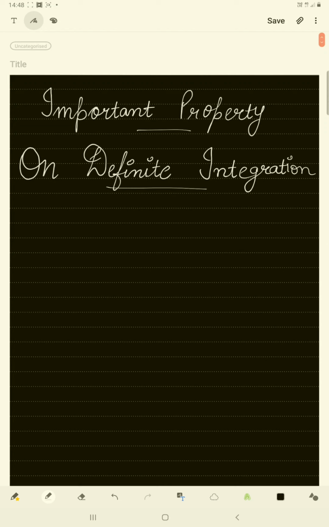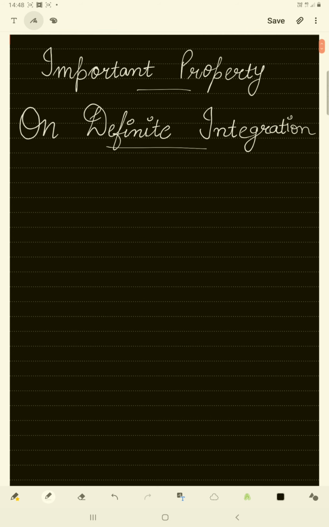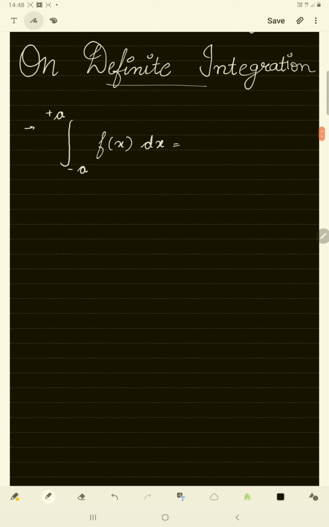Friends, in the previous video we did the King's property, and here we are going to do another very important property on definite integration. This property is none other than a Queen's property, you can say. It says that when we have limits from minus a to plus a and a function of x that we are supposed to integrate with respect to x, we can separate this very easily by changing the limits.